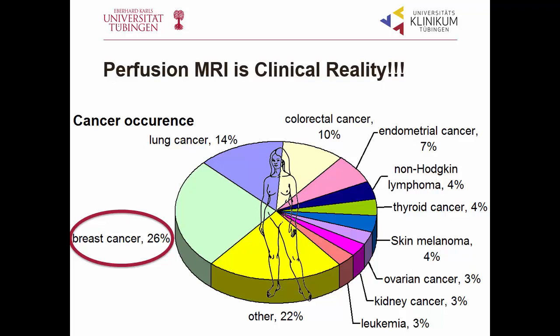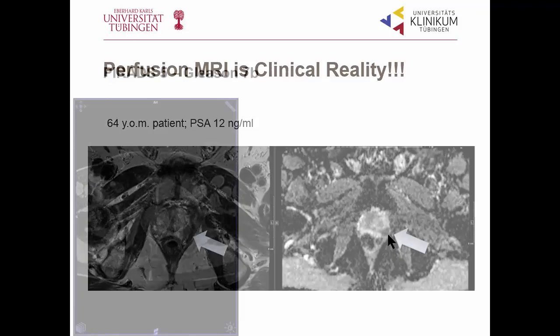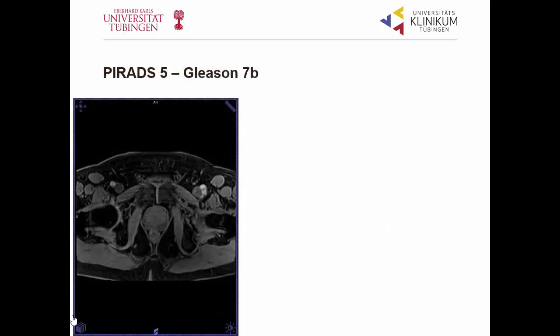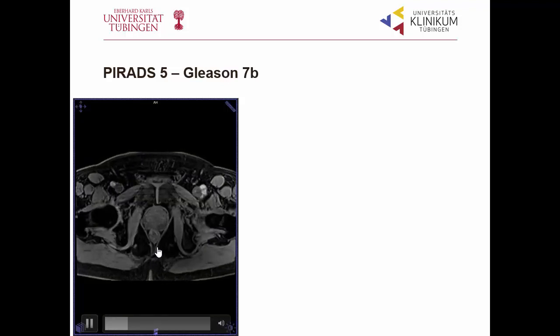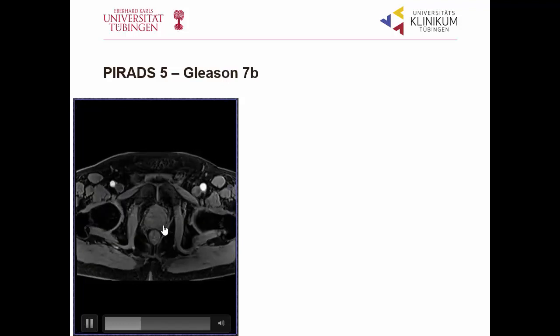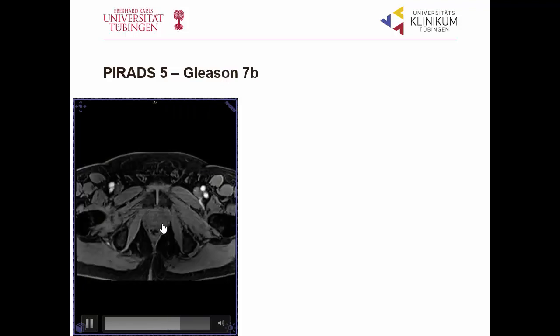MR examination. So this is a case of a 64-year-old male patient with elevated PSA. We see here a suspicious hypointense mass in the left peripheral zone, which is also dark on the ADC maps. And here we can see how perfusion imaging helps us to further characterize this lesion. So we can nicely see this strong first pass of this tumor, and also the washout.